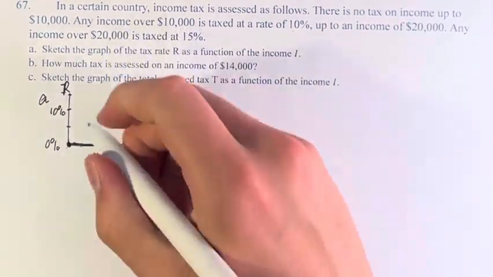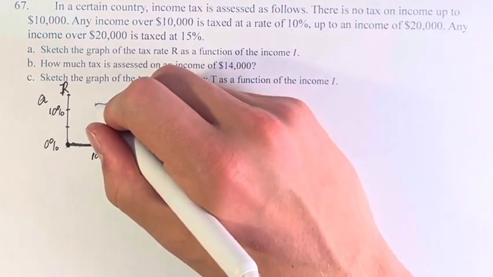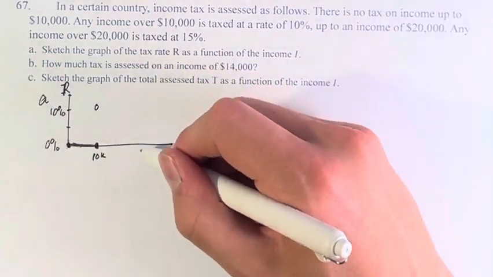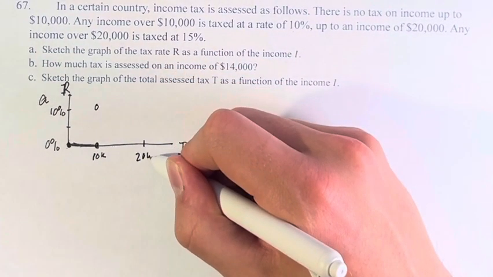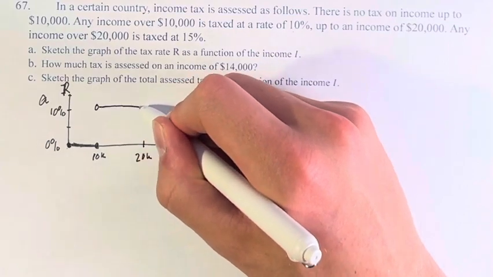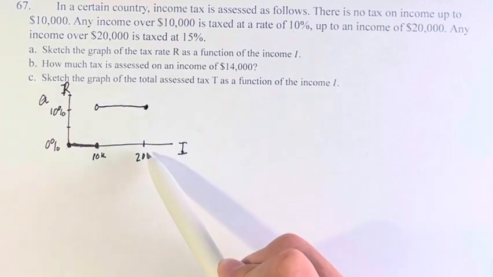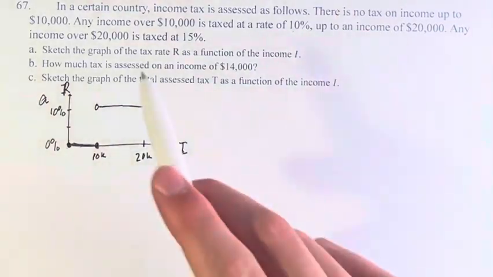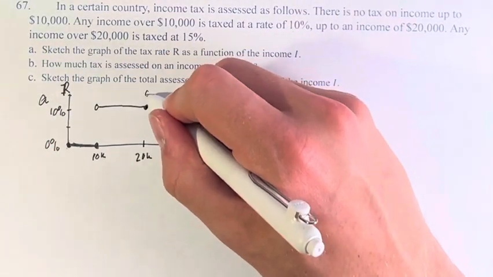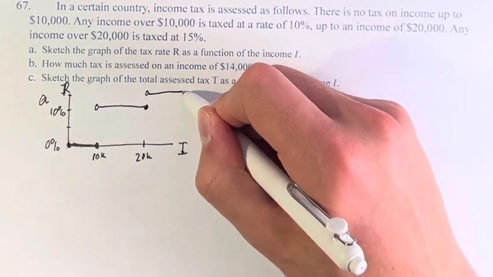Any income over $10,000 is taxed at 10%, up here, up to $20,000. Note that this does not include $10,000 itself, but it does include $20,000. And any income over $20,000, so not inclusive, is taxed at 15%.